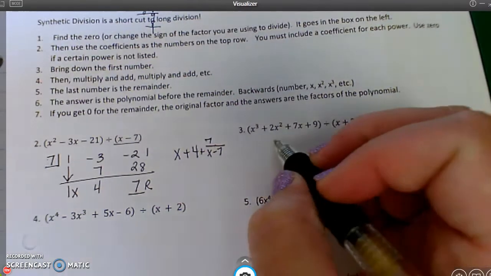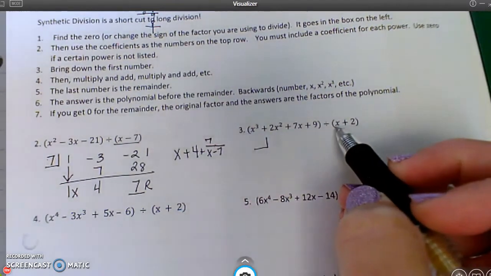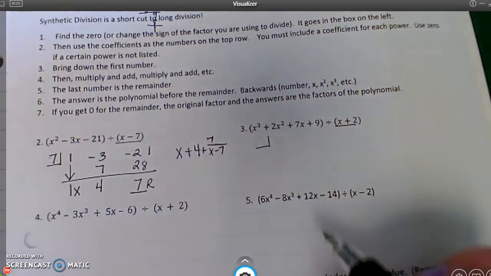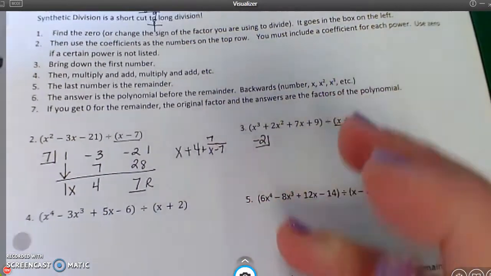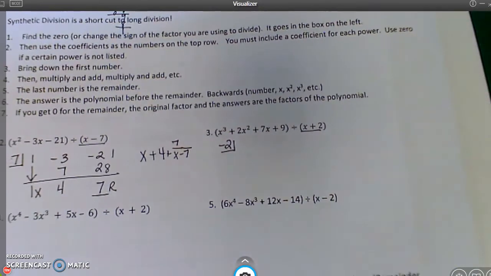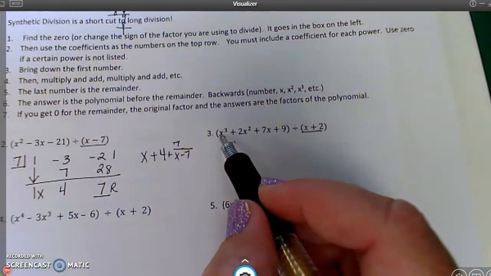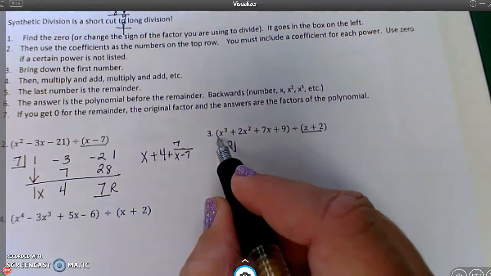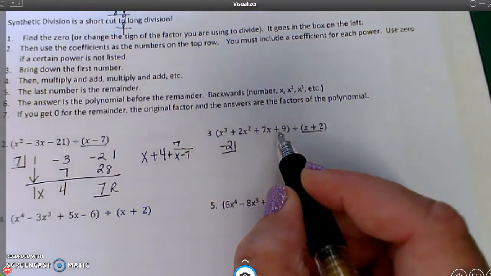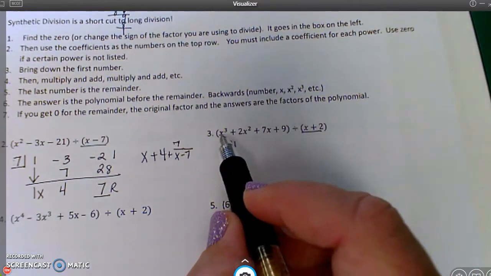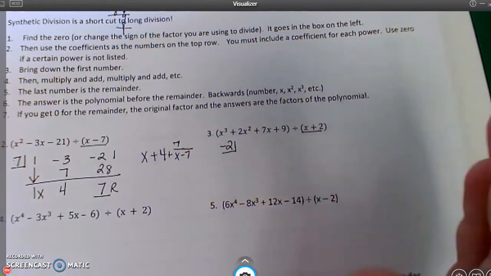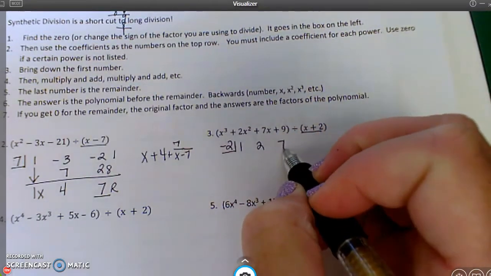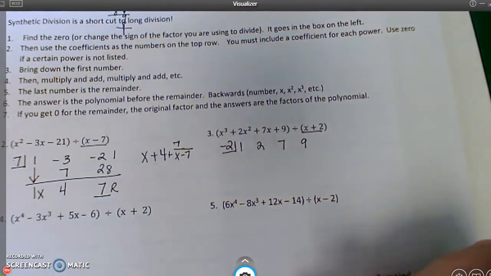So we divide by x plus 2, right? Okay, and so it says x plus 2, but I have to change the sign. So I'm going to put a -2 in the little box. And then I have to write down these coefficients. First of all, I have to figure out, do I have everything listed that I'm supposed to? X to the third, x squared, x, and a number. Yes, everything's good. So I'm going to put 1, 2, 7, and 9.